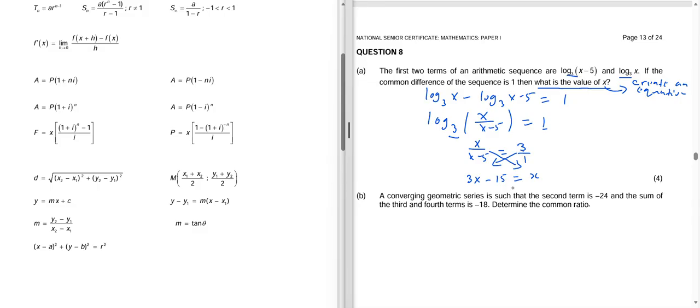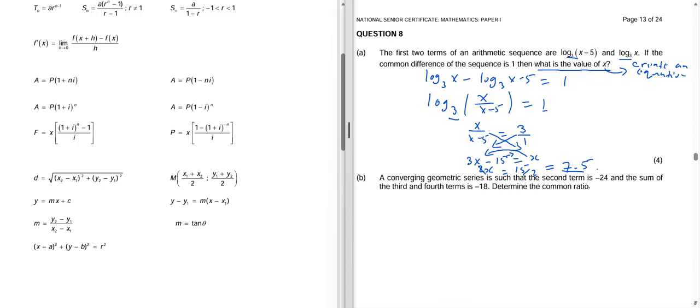We need to have these common terms on the same side. So I'm going to throw this x to this side, meaning 3x minus x, that is 2x. Minus 15 to the other side will be plus 15. To solve for x, we divide by 2, meaning x equals 7.5. So that is what we are supposed to get at this point. We are done. Now let's go to B.